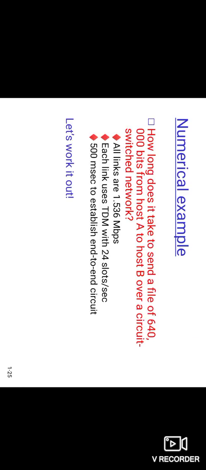Okay, so here it is. If we want to send a file of 640,000 bits from host A to B over a circuit switched network, all links are 1.536 megabits per second. Each link uses TDM with 24 slots per second. So we have to divide that, and work out how many seconds are needed for that connection.